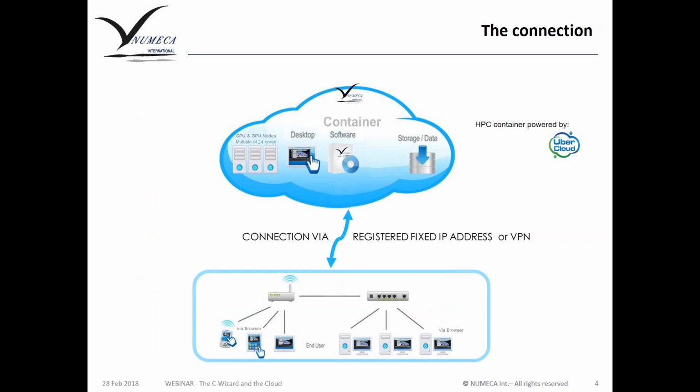What is very specific to this offer is the container. A container incorporates CPU and GPU nodes, which are multiples of 24 cores, a desktop, of course, to access the graphical user interface, all the NUMECA software, and some storage for all the data that you are going to generate. This container can be connected to a fixed IP address or VPN belonging to your company. This container is powered in collaboration with UberCloud, which is our partner for this offer in the cloud.